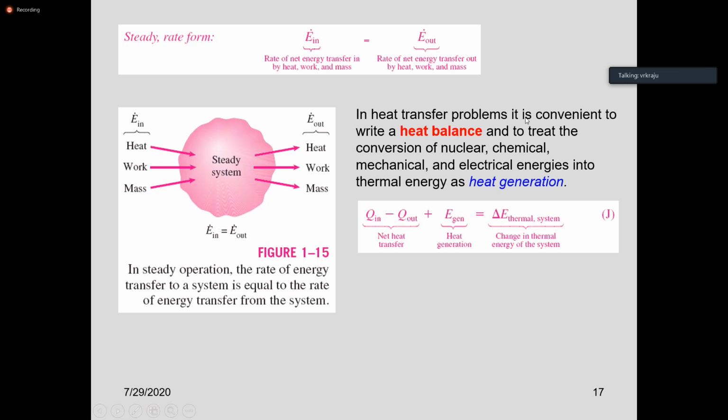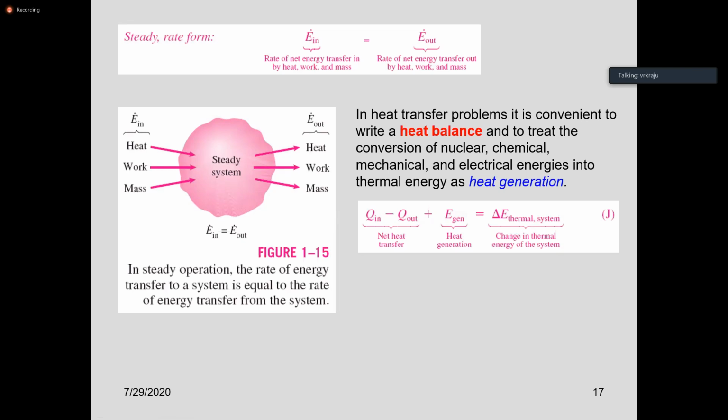So in heat transfer problems, it is convenient to write a heat balance and to treat the conversion of nuclear, chemical, mechanical and electrical energy into thermal energy as heat generation. That's what we generally carry out, because when you are doing any balance of energy within the system, there is also a possibility of generation of energy.